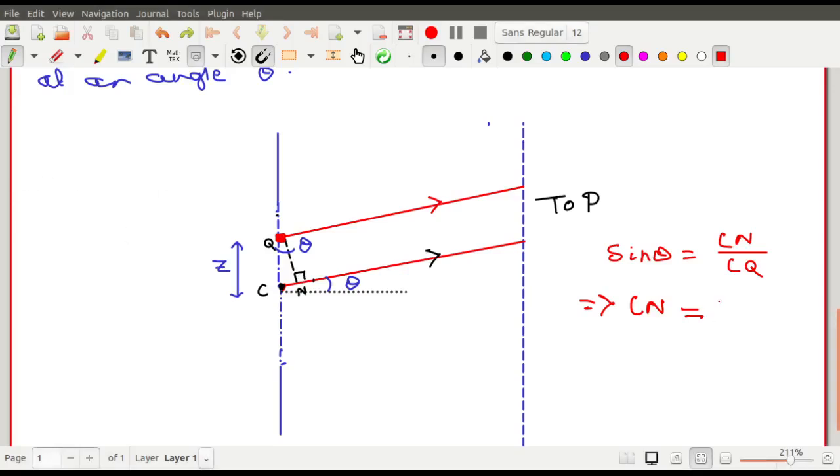Okay, so now this Cn turns out to be Cn equal to cq into sin theta. And from this diagram I come to know that my cq is z. So therefore my Cn is equal to z sin of theta. So এটা আমার কাছে আমি পেয়ে গেলাম. So this is what I have at this particular moment for this particular path.